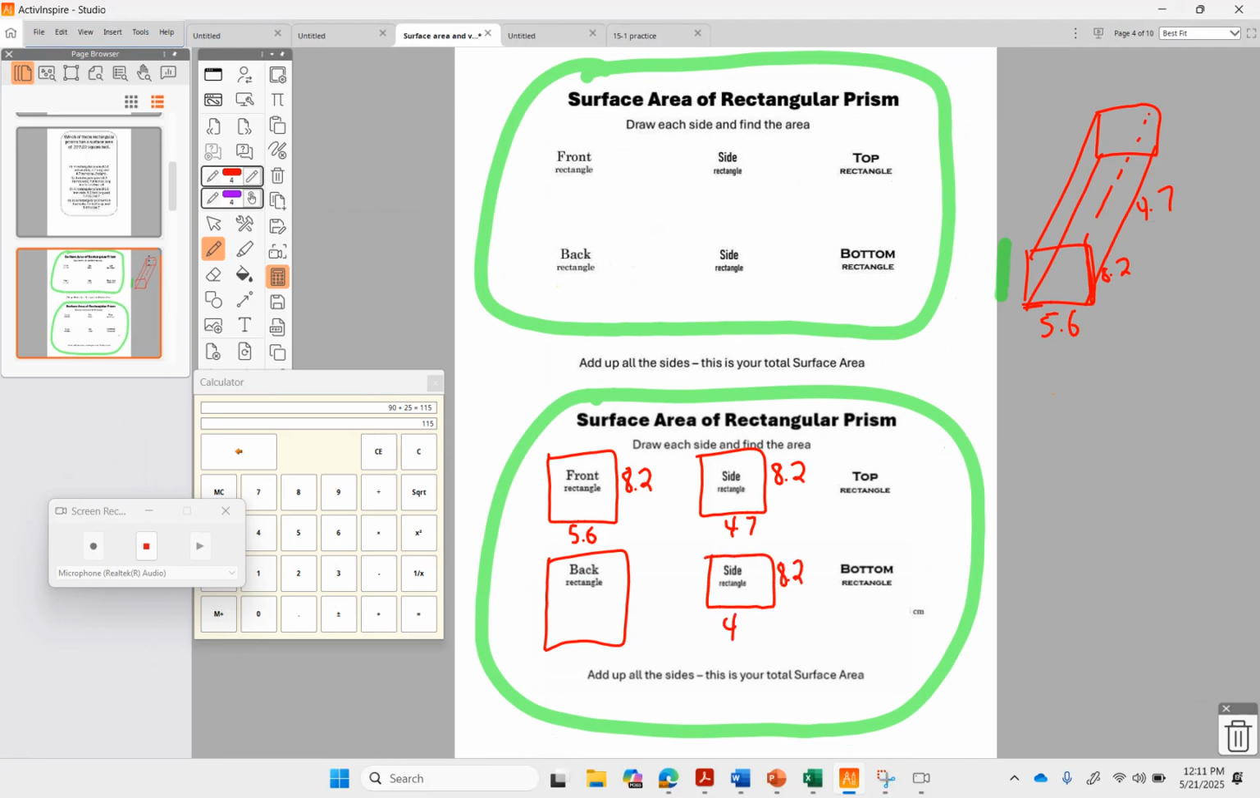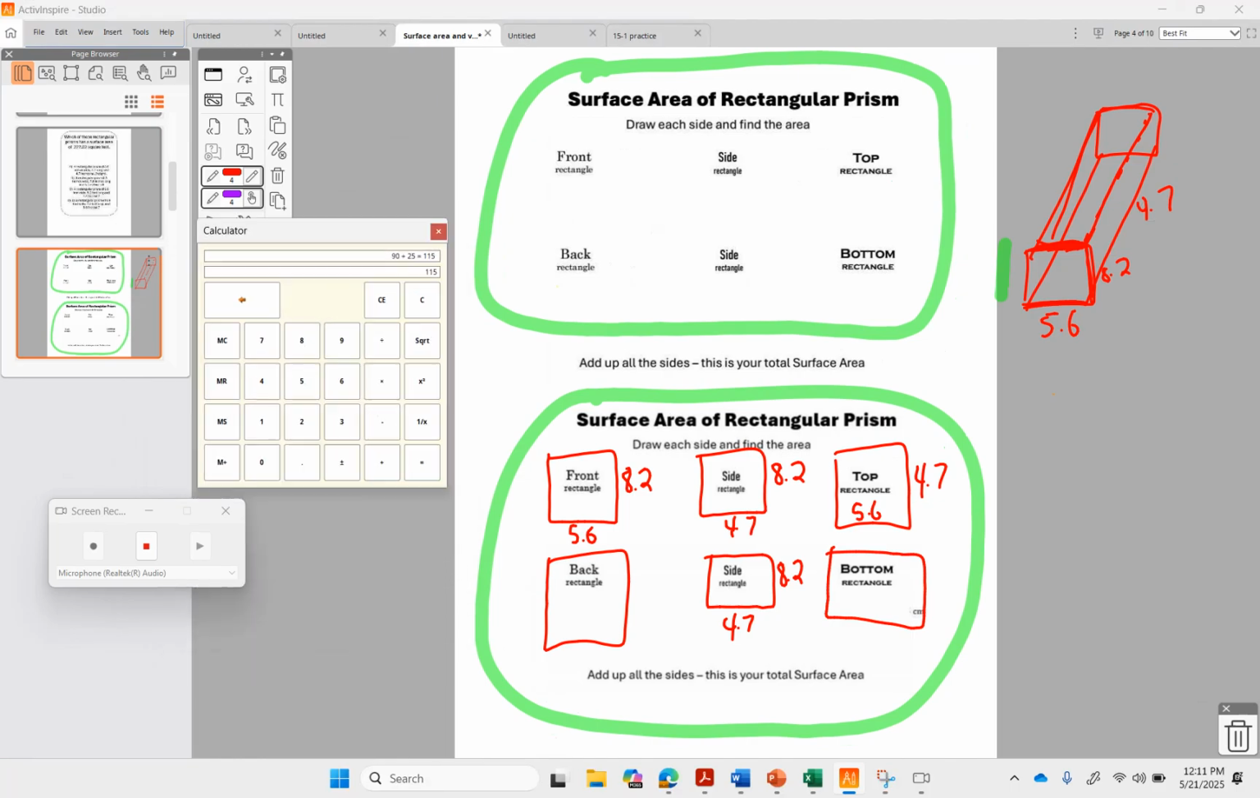Okay? And now I have to think of the top. So this top is 5.6, times 4.7. Obviously, I've not drawn this to scale. Two of those. Okay, so I actually have to do all of these problems. So I'm going to do 5.6 times 8.2. That means that this has an area of 45.92, and there's two of them.